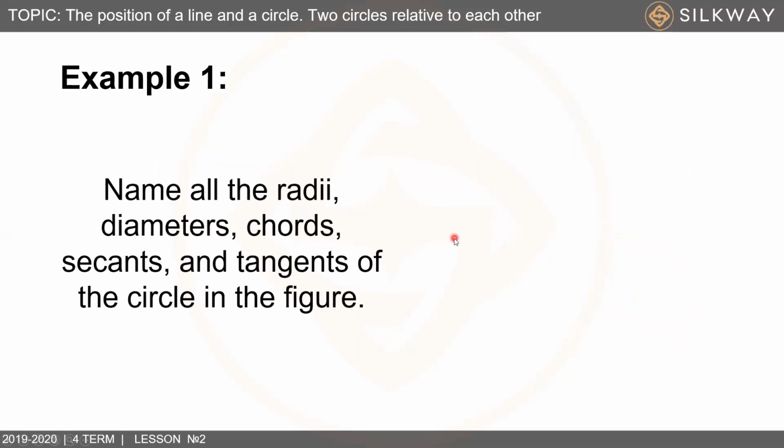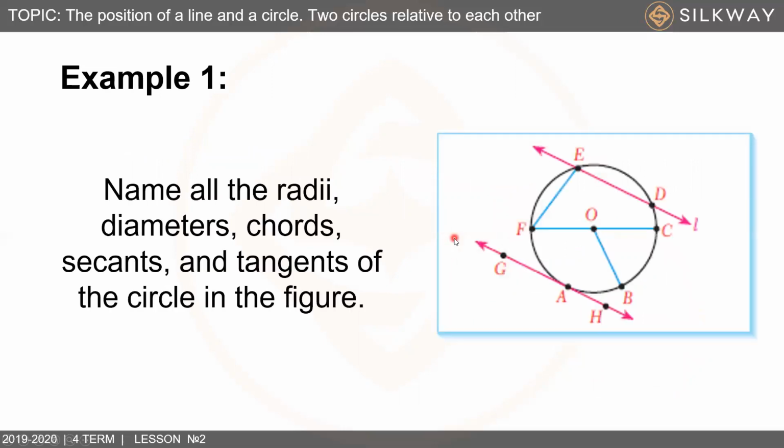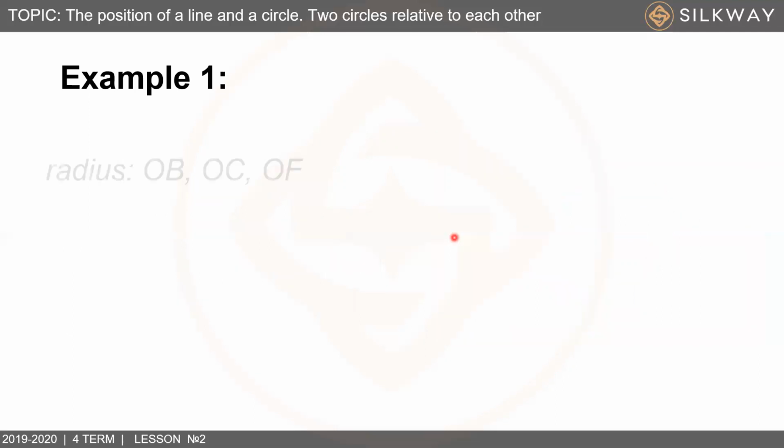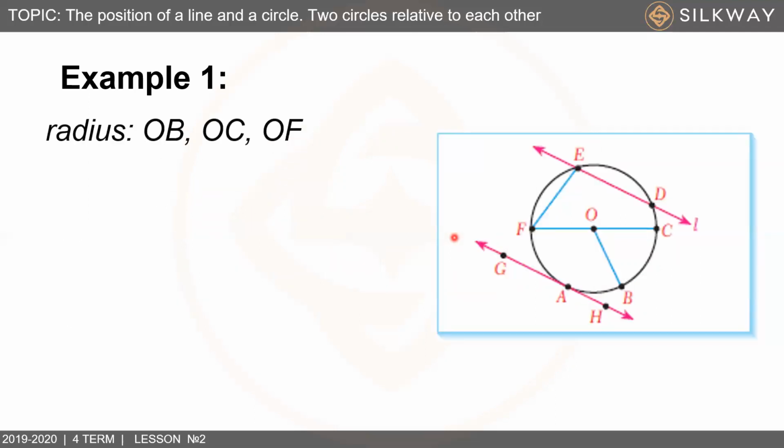Example 1. Look at the figure and name all the radii, diameters, chords, secants, and the tangency point and tangents of the circle in the figure. From the last lesson, we know what is the radius, the diameter, the chord, the secant. So, look at the figure.